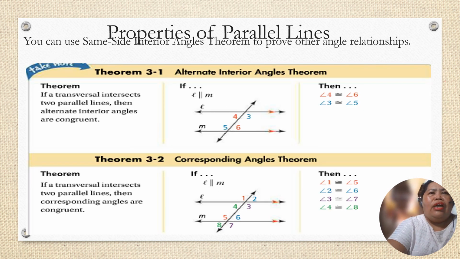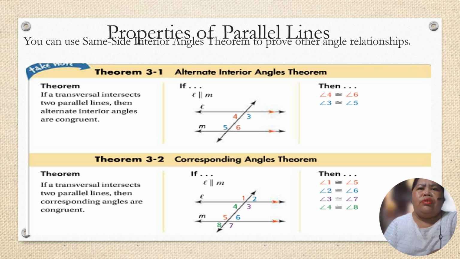All right. Then we have also another property. This is the alternate interior angles theorem to prove the angles are congruent. So if a transversal intersects two parallel lines, then the alternate interior angles are congruent. So we have here angle 4 is congruent to angle 6, and angle 3 is congruent to angle 5. So this is the alternate interior angles theorem.